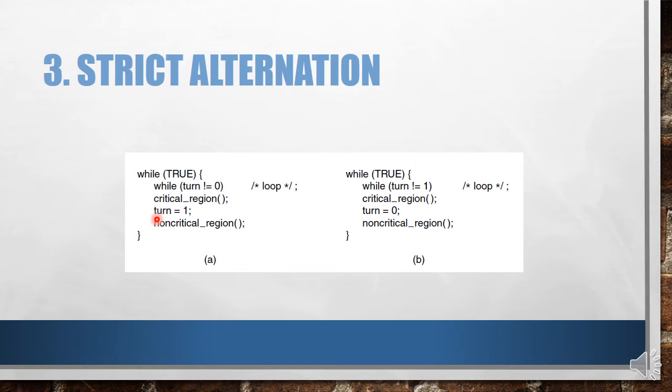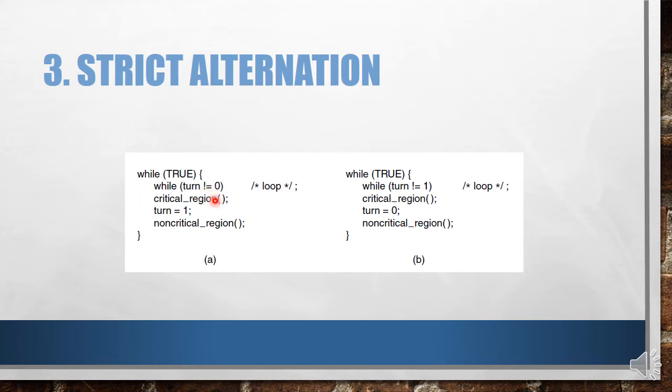Okay, as you can see in this program fragment, the integer variable turn, initially 0, keeps track of whose turn it is to enter the critical region and examine or update the shared memory. Initially, process 0 inspects turn, finds it to be 0, and enters its critical region. Process 1 also finds it to be 0, therefore sits in a tight loop continually testing turn to see when it becomes 1.